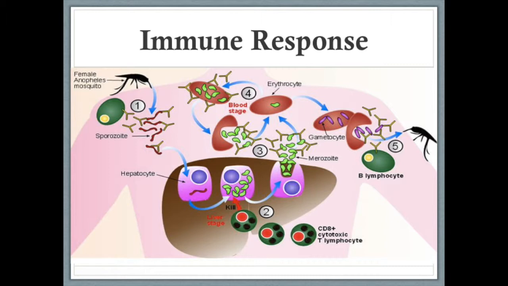If the parasite travels to the liver, cytotoxic T lymphocytes are sent to kill infected hepatocytes. Following that, antibodies work to block infection in the red blood cells from the merozoites. The final immune response is the carrying out of the infected red blood cells to the spleen, where they can be filtered out.